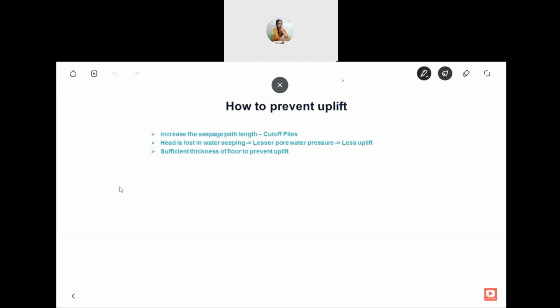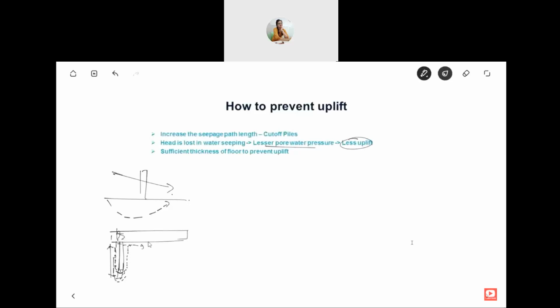How to prevent this uplift? As you saw, when water seeps through, the head of water keeps on decreasing. So when you make the seepage go vertically, if you provide some sort of pile arrangement here, the water seeps through like this. It cannot go directly, so you make the water seep all the way along. Depending on the length of this pile, a lot of head is lost. If head of water is reduced, automatically pore water pressure is reduced, because of which there is less uplift. And also you should provide sufficient floor thickness to act downward to balance the uplift.